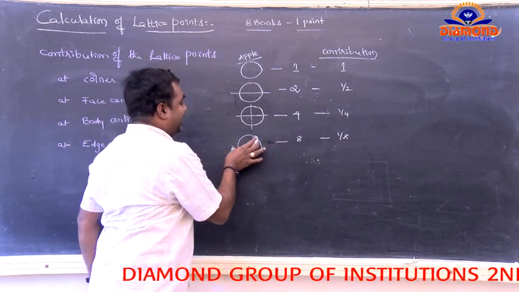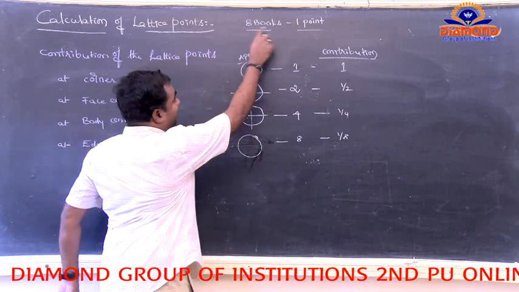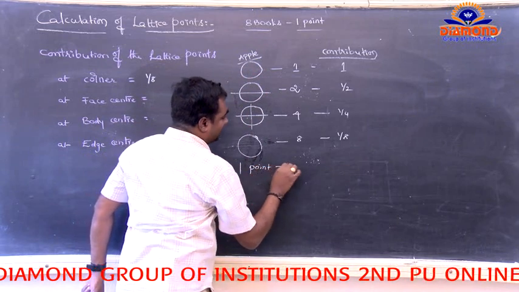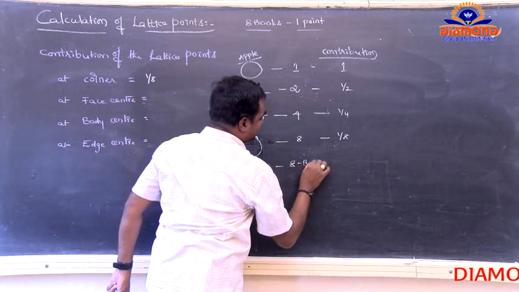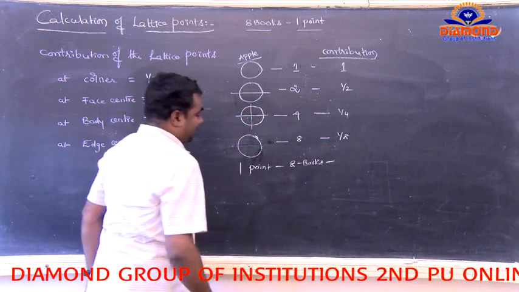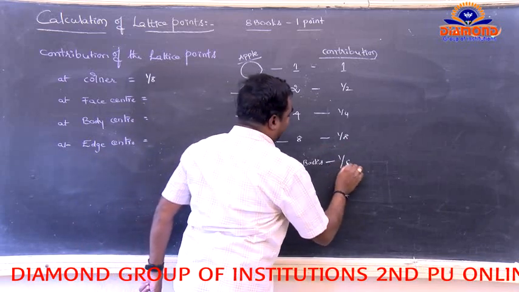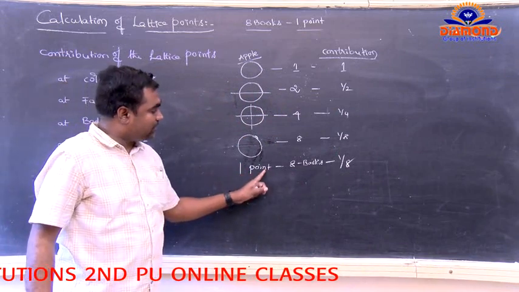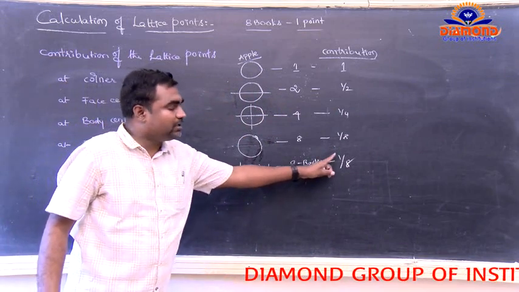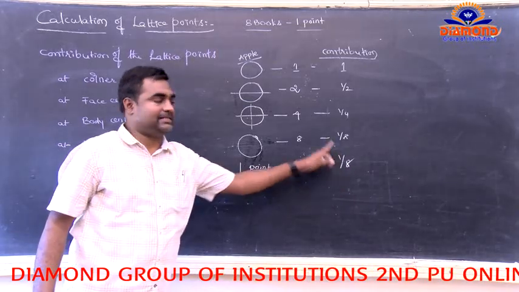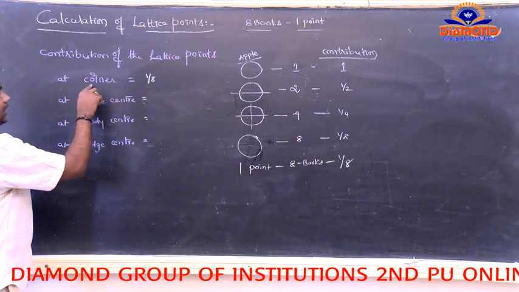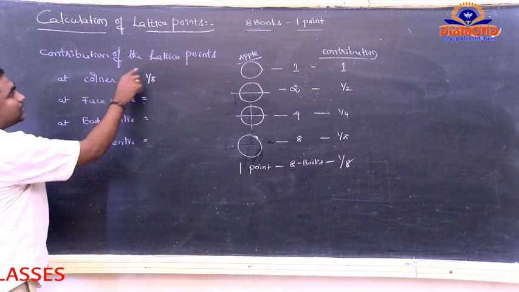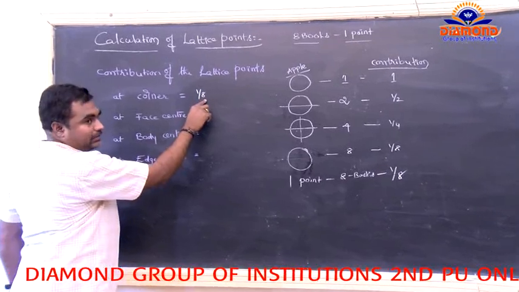In the same way, here 1 point is contributed by 8 books. So what about the contribution? 1/8 is the contribution. So 1 point is contributed to 8 books, and the contribution is 1/8. The same way, the lattice point present at the corner is contributed by 1/8 only.